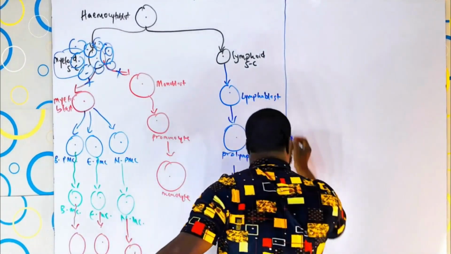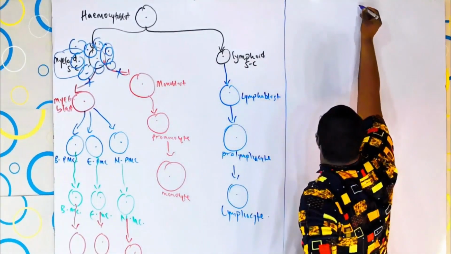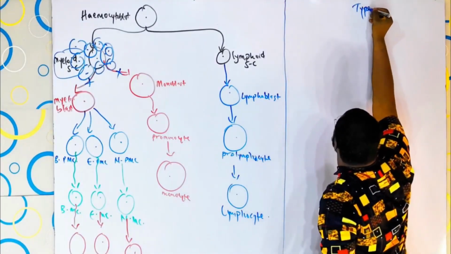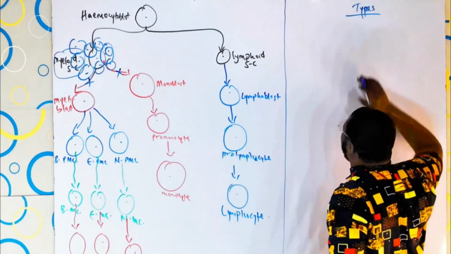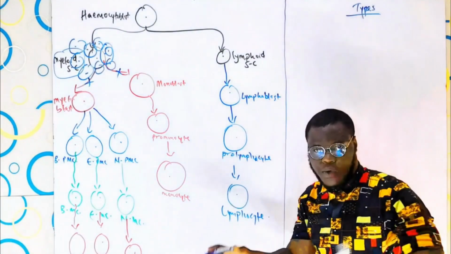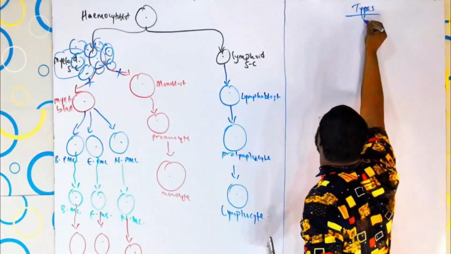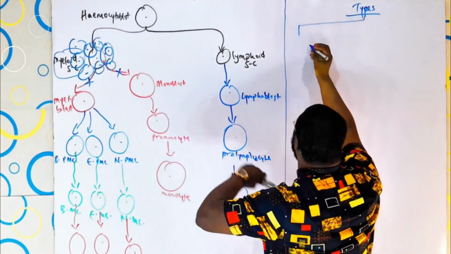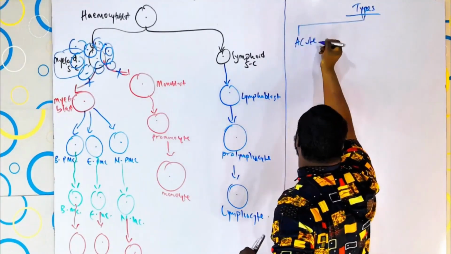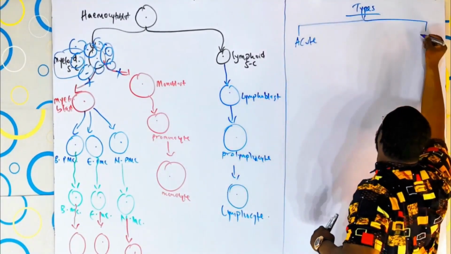So, we're talking about the types of anemia now. Sorry, types of leukemia. Now, broadly, it can be divided into acute and chronic. I'll explain everything later when we are done with the explanation of these. So, normally we have acute and chronic leukemia.